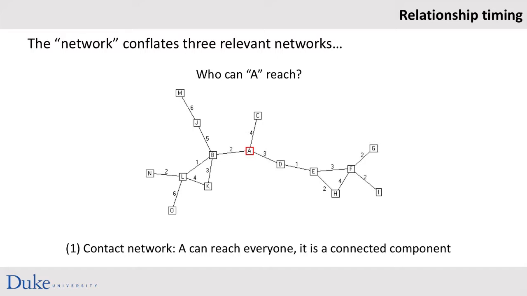The first network is the contact network. So that's generally, just basically binary connections: have these people ever had sex at any point, or have they ever shared needles at any point in time? And so in this case, under the contact network, A can reach everyone. But let's say for a moment that these numbers indicate the timing of the ties. So this tie was present at time 1, this tie was present at time 2, this tie was present at time 3. Who can A actually reach?